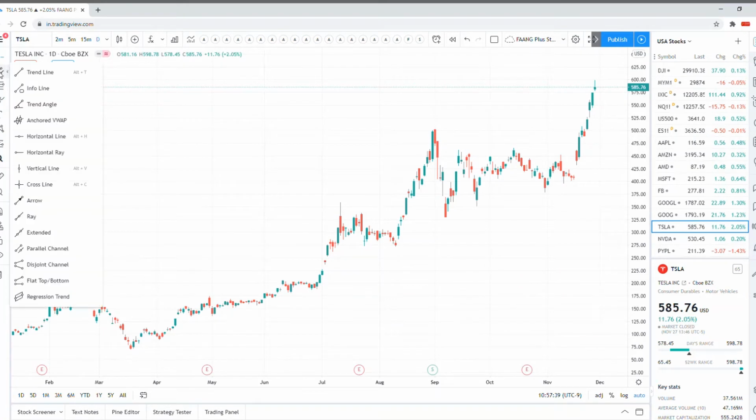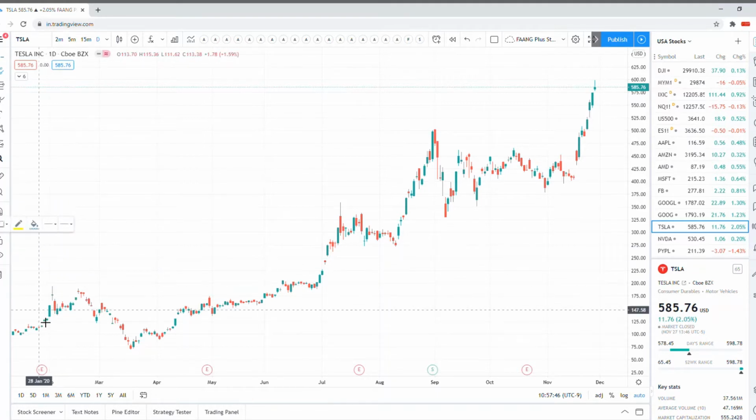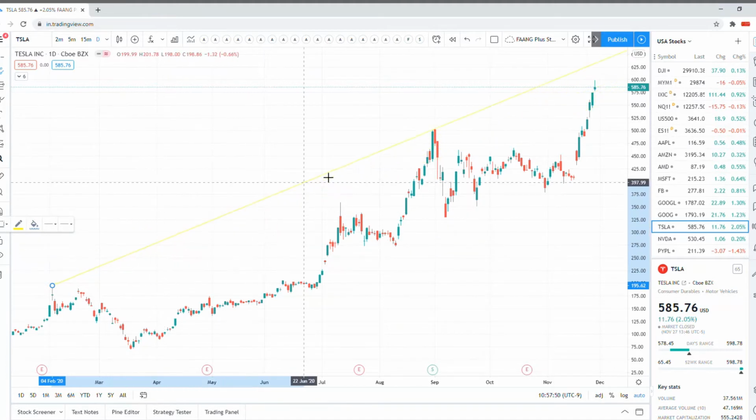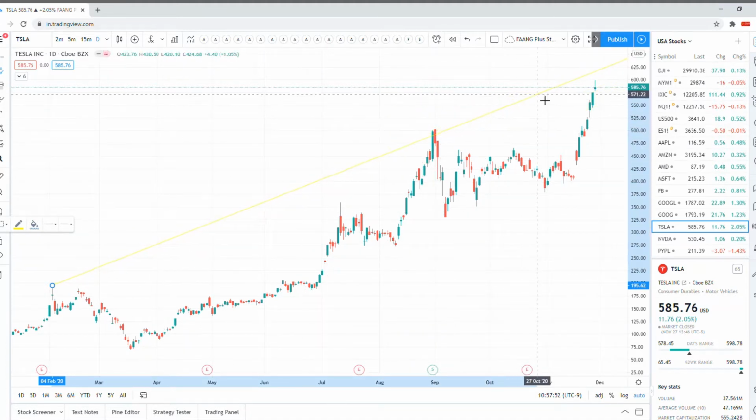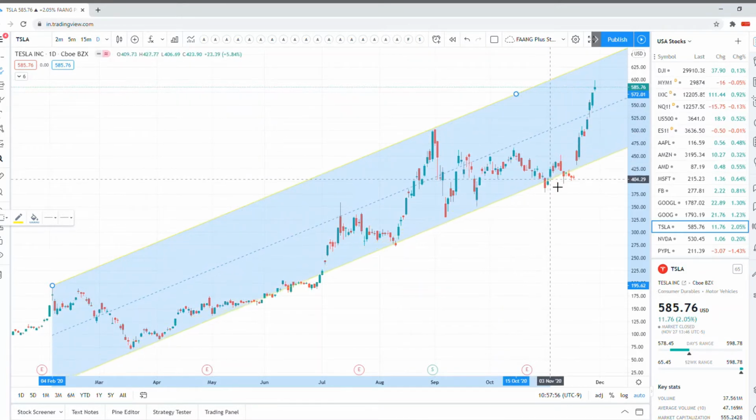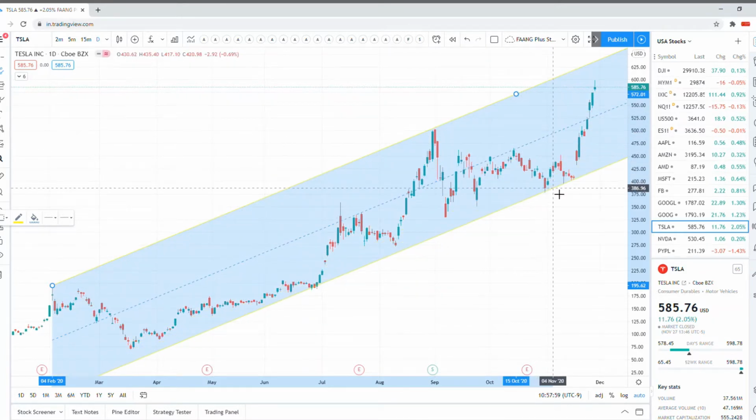I noticed that this stock is moving in a channel, so I'll try to draw the channel for you guys. Let's take this point. So, this is the way it's moving.